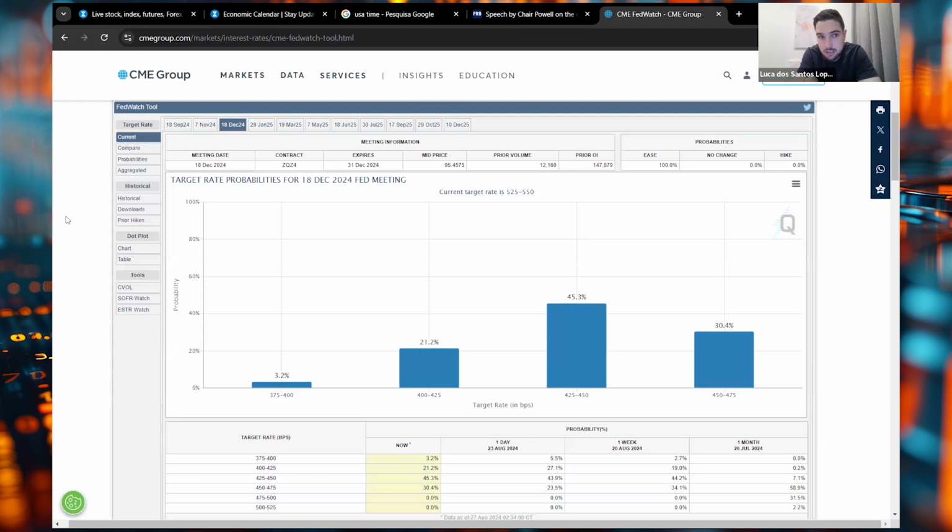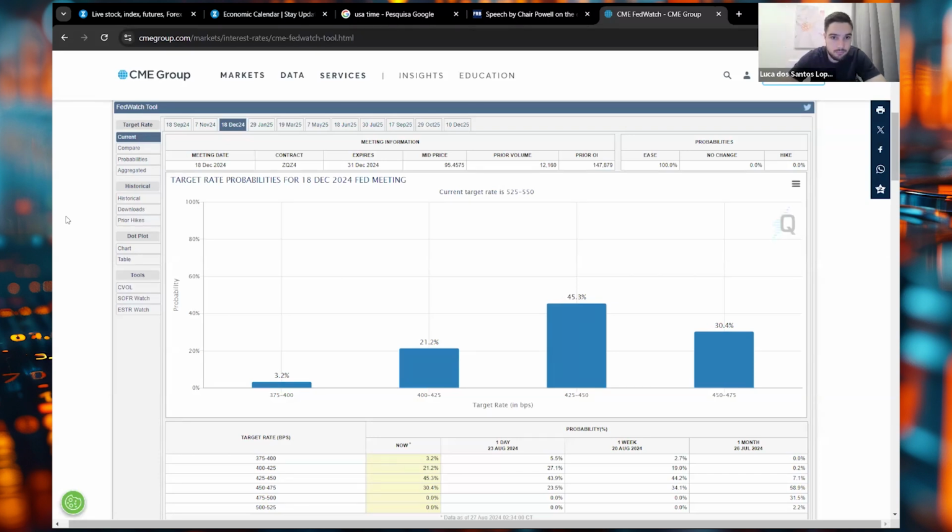But as we had Jerome Powell giving his speech at the Jackson Hole Symposium, the market would take it as very dovish and very bearish for the dollar. Jerome Powell, pretty much last Friday, opened the doors for the market to know that a 25 basis point cut is coming.